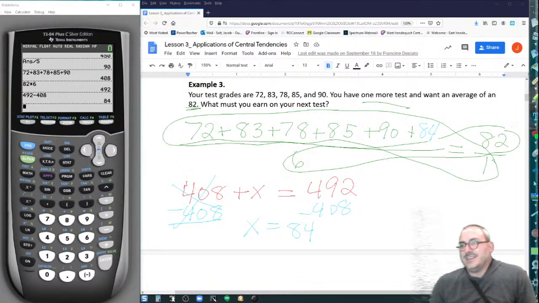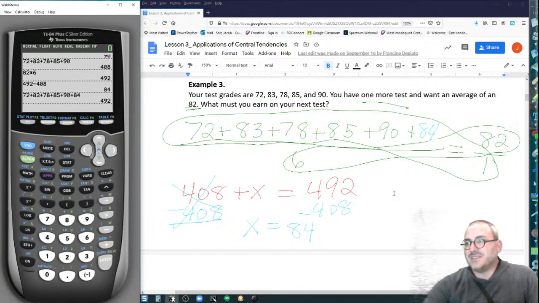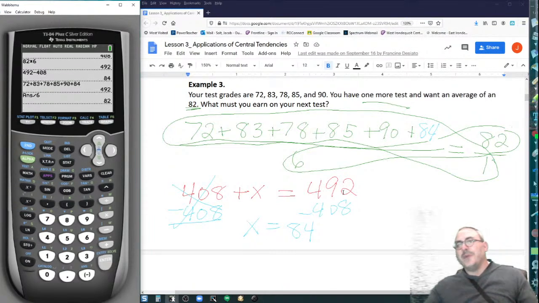So we're going to test our theory. What is 72? Oh, calculator, come back to us. There we go. 72 plus 83 plus 78 plus 85 plus 90 plus 84. That's 492. That's promising because that's what we got over here, right? And then we're going to divide by 6, and it gives us 82. Perfect. Everything works out just like we like it.